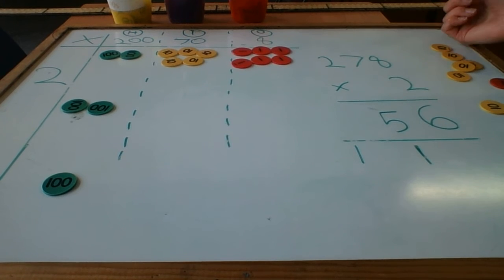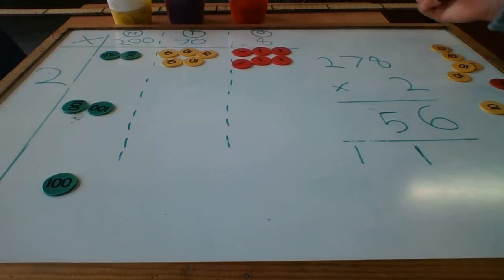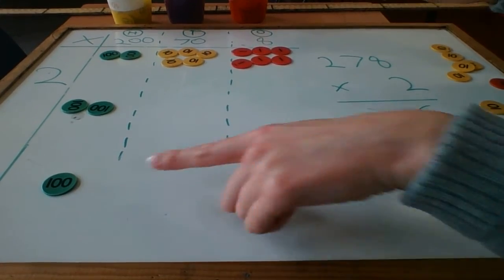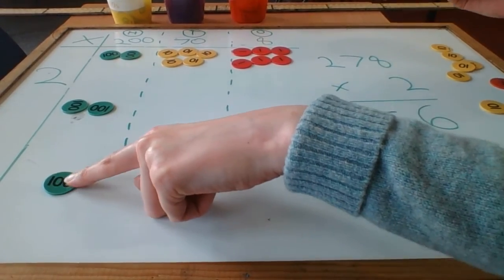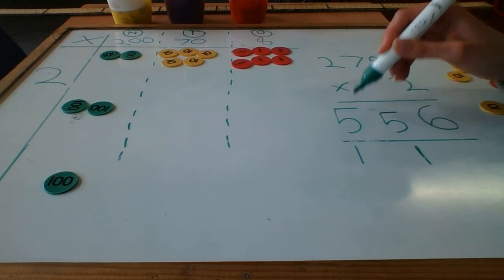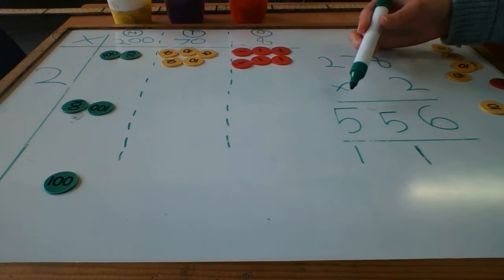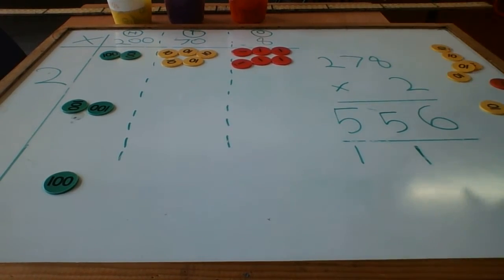So now let's look at the hundreds. 2 times 2. 2 times 200 is 400. Add the extra 100 is 500. So we put the 500 into there. 278 times 2 is 556.